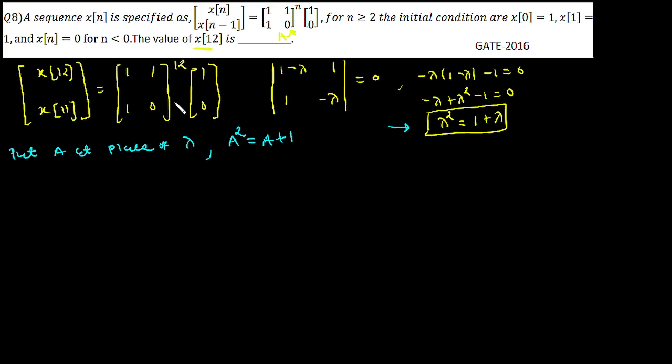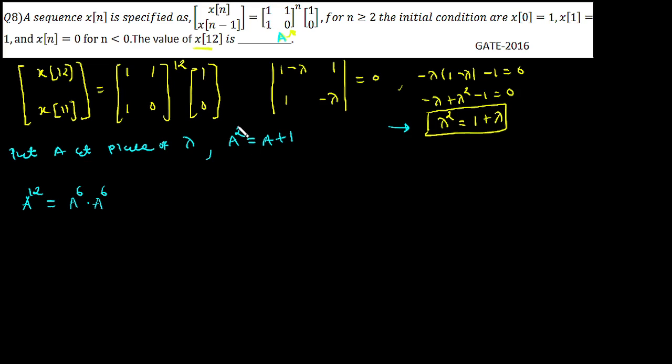Okay, now we have to find the power of this matrix A to the 12. So we have to find A raised to 12. Here we call this matrix A. So here we can write A to the 12 as simply A to the 6 multiplied with A to the 6. Now we have to find out this A square in terms of A.